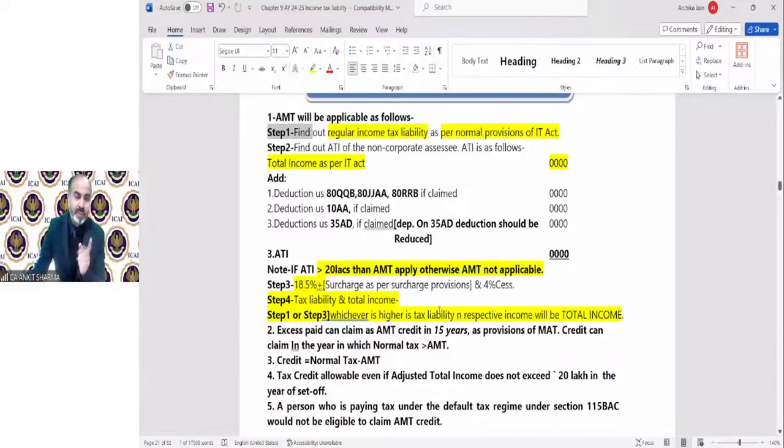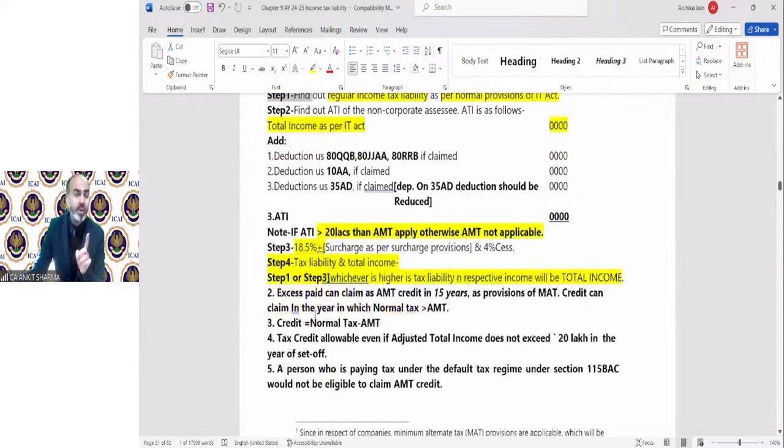Now, point number two says excess paid can be claimed as AMT credit in 15 years as per provisions of MAT. Credit can be claimed in the year in which normal tax is more than AMT. You can claim the benefit of this tax only in that year in which AMT is less than normal tax. How much credit can we claim? Normal tax minus AMT. If normal tax is 120, AMT is 118, then 2 rupees can be claimed as credit. Tax credit is allowed even if ATI does not exceed 20 lakh in the year of setoff.